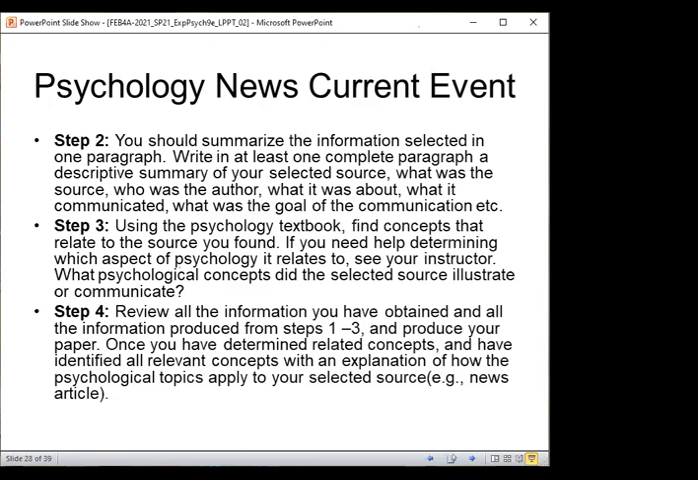We're trying to relate this to ideas of psychology. And your textbook right now probably is going to be the best source for you when it comes to psychological ideas. You're going to review all that information you have obtained and all the information produced from these previous steps and produce your paper. So this is just basically my suggestion about how you can collect the information to get your stuff ready for writing that paper.